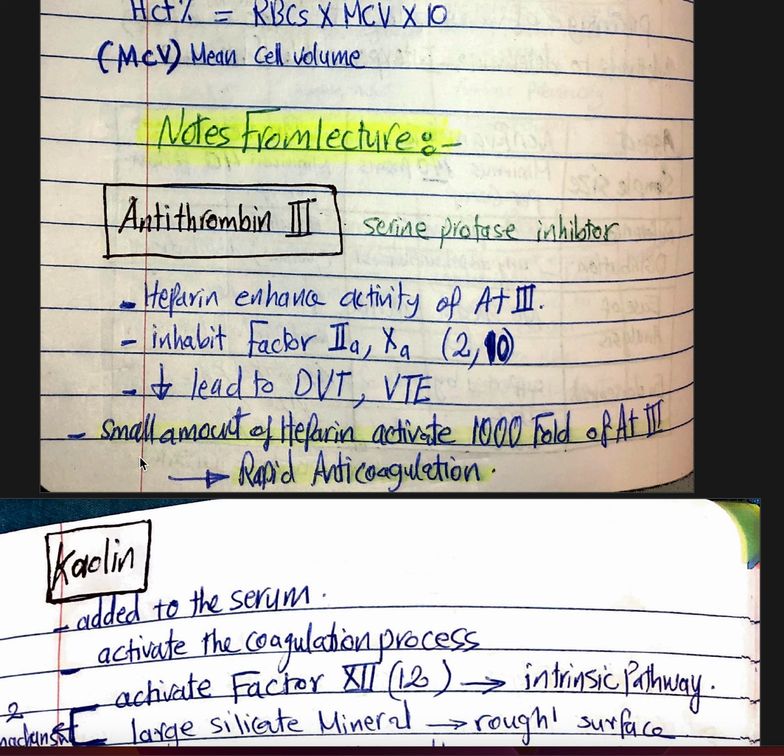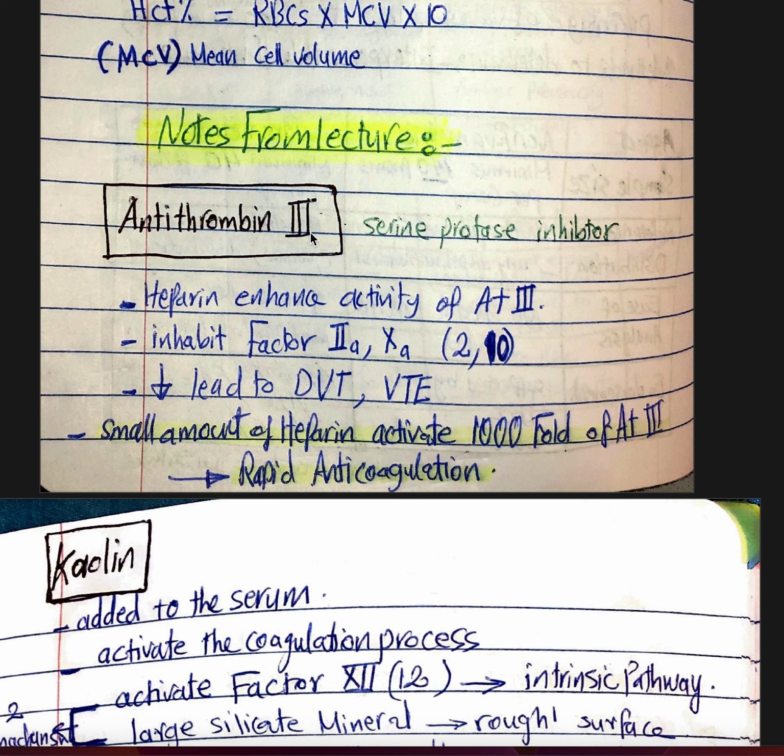Again, what is the action of antithrombin 3? It inhibits the activity of activated coagulation factors 2 and 10. And a reduction of it likely leads to DVT. Yes, if antithrombin 3 is reduced, clotting happens easily, which leads to DVT and VTE.